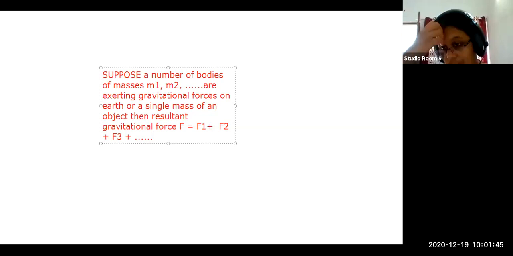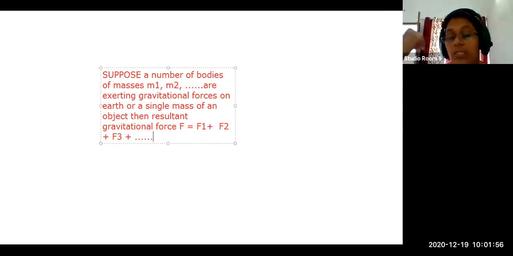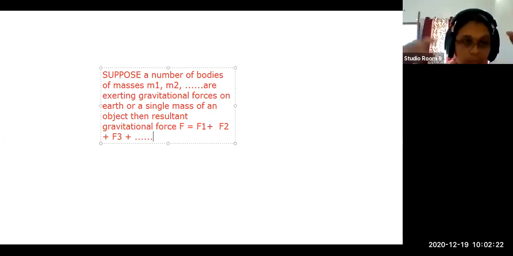So it is not necessary that it is only Earth. It can be a single object like you. Achyut is sitting there, and there are so many objects around you. You are attracting them and other objects are attracting you. The individual forces acting on you will be equal to the resultant gravitational force. That is the meaning of superposition, and it is the same for every object, solid, liquid, gas, any particle in the world.